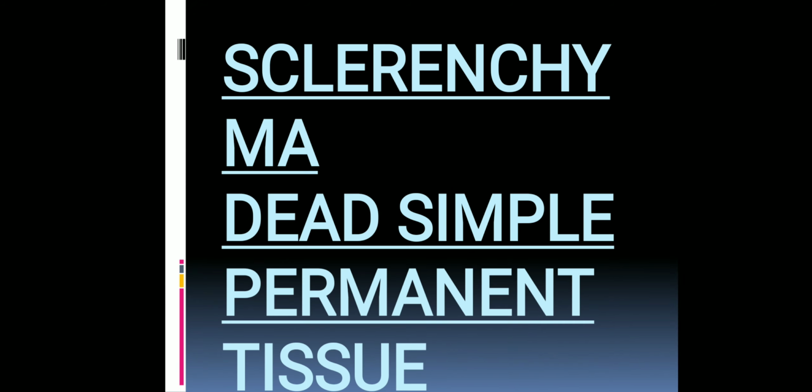Students, so today we have to start with the third type of simple permanent tissue. And what is the third type of simple permanent tissue? That is sclerenchyma. Sclerenchyma is also known as dead simple permanent tissue. And why is it known as dead simple permanent tissue? Because the cells found in sclerenchyma are dead. And why are they said to be dead? Because the internal cellular components of these cells are dried up.